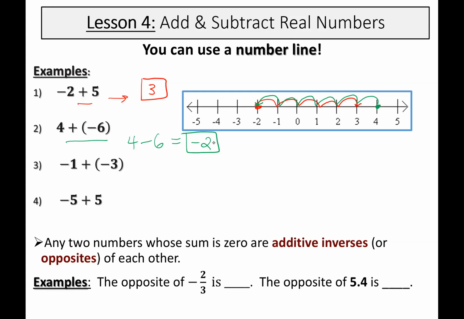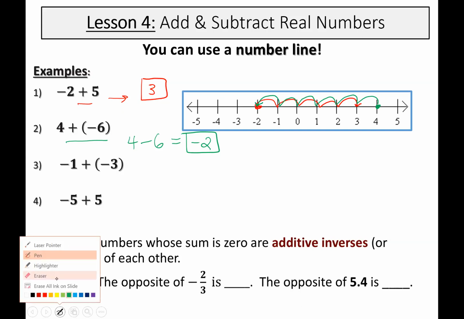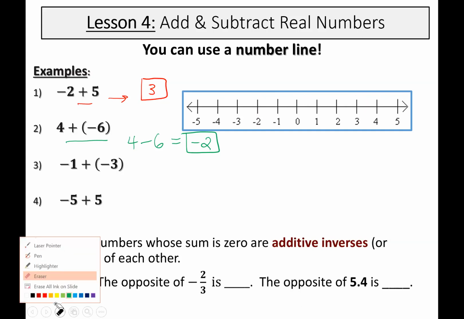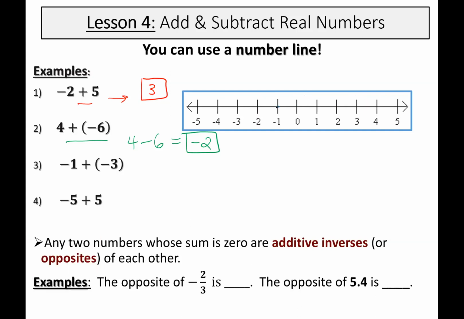Okay, good. Now our next example, number 3, -1 plus -3. I'll just make some room on the number line here. So -1 plus -3. Let's start at -1, which is just one space to the left of 0. This time when I add -3, I am going to go to the left, 1, 2, 3. So I end up at -4. Okay, so once again, adding a negative is really the same thing as just subtracting. So -1 plus -3 is the same thing as -1 minus 3.